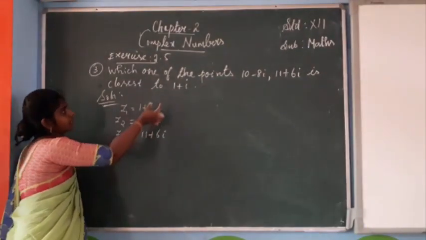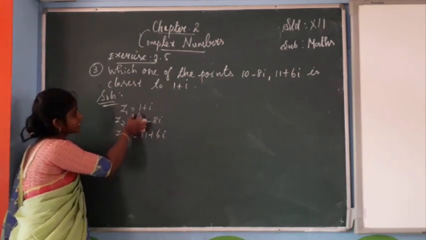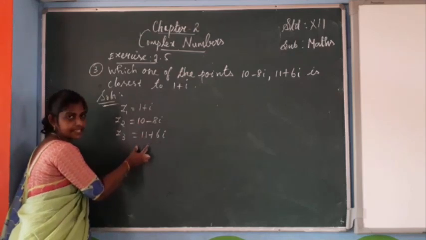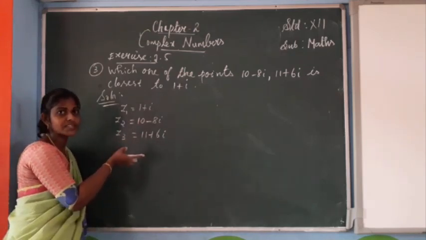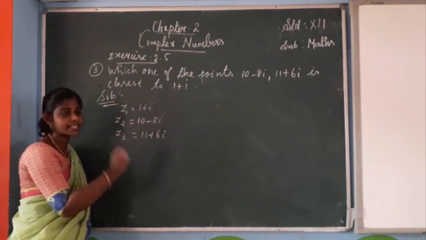So for finding this, first we have to find modulus Z1 minus Z2. Again, we have to find modulus Z1 minus Z3. Compare both the values to see which is smaller. The closest means we have to find the smallest value.